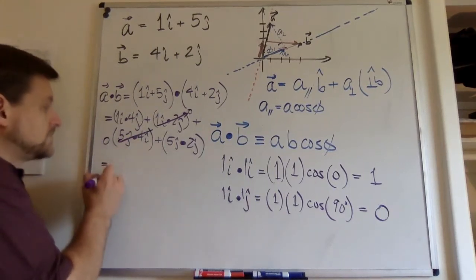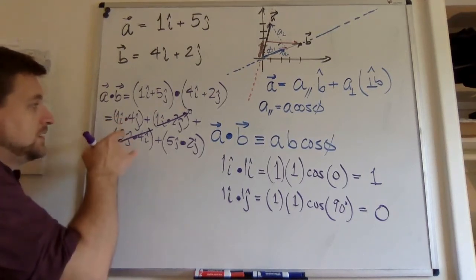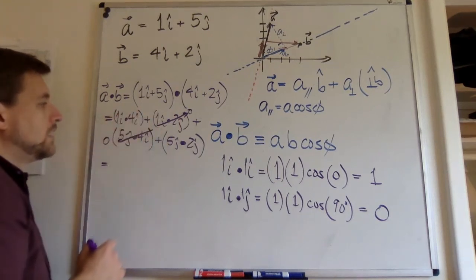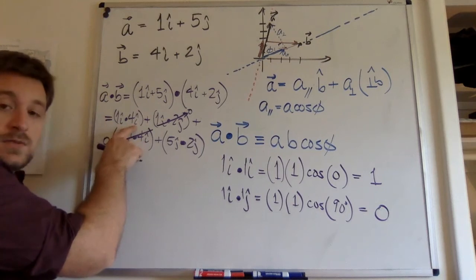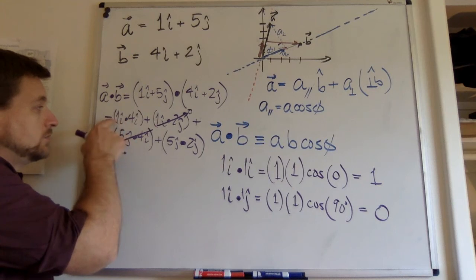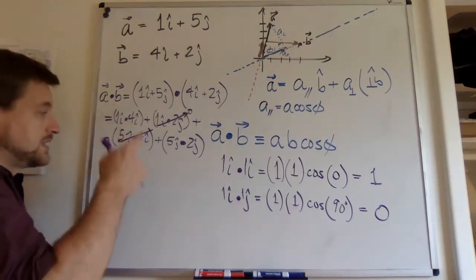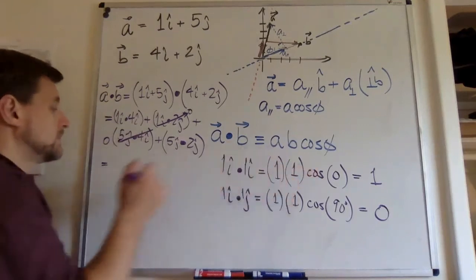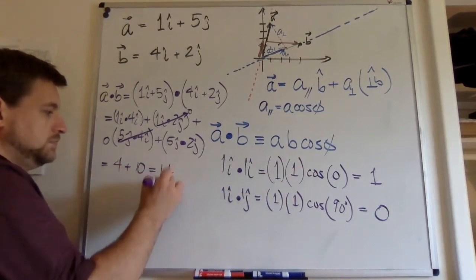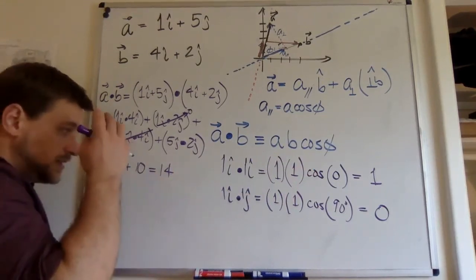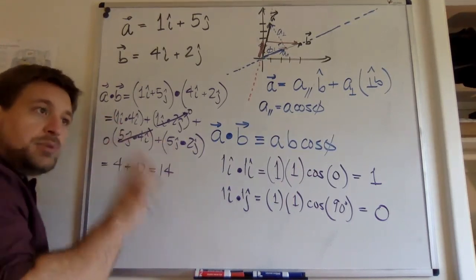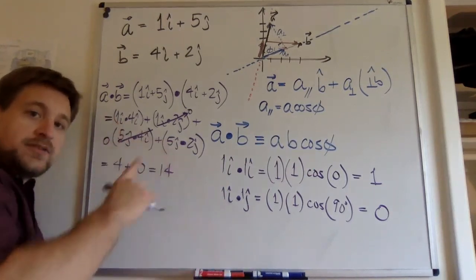The only terms that survive, this is 4i, are the terms that dot the same unit vector together. And we take the magnitude of one, the magnitude of the other, 1, 4, and the cosine of 0, because i dot i gets us 4. This gets us 10. And the answer is 14. 14 square units. It's not a vector. It has no direction. How parallel are they? And what is the product?